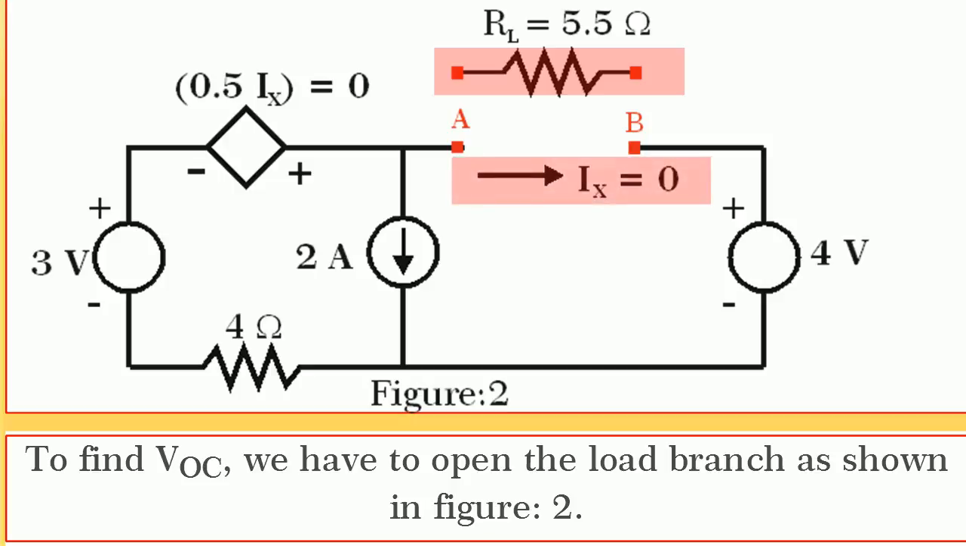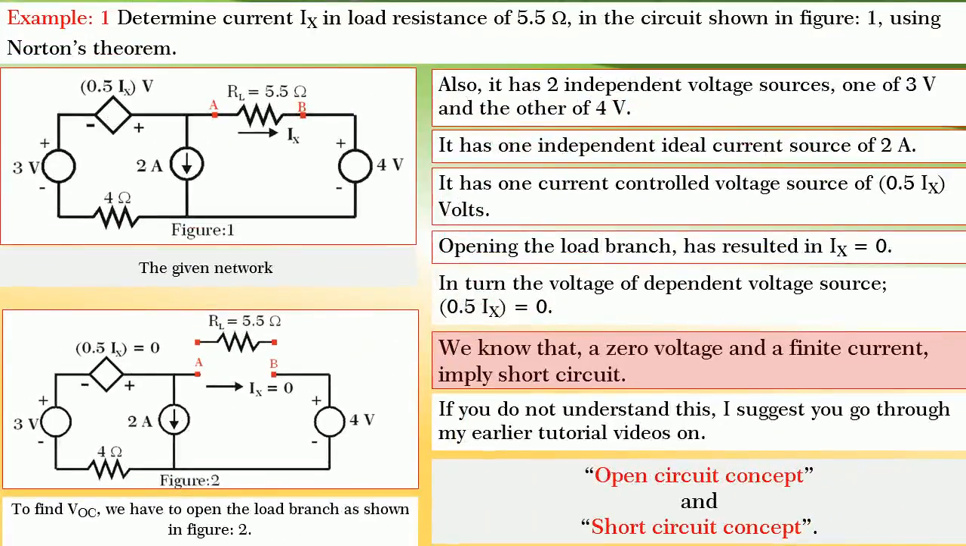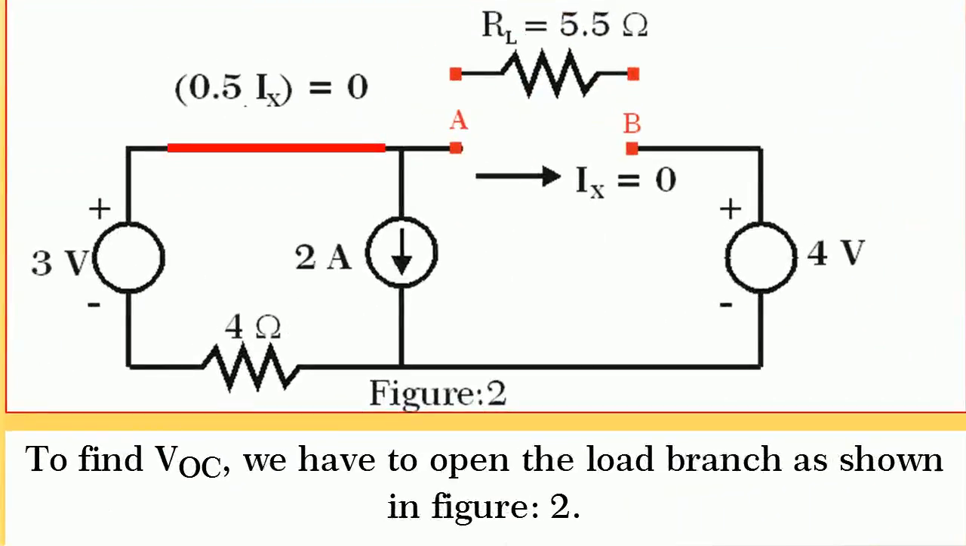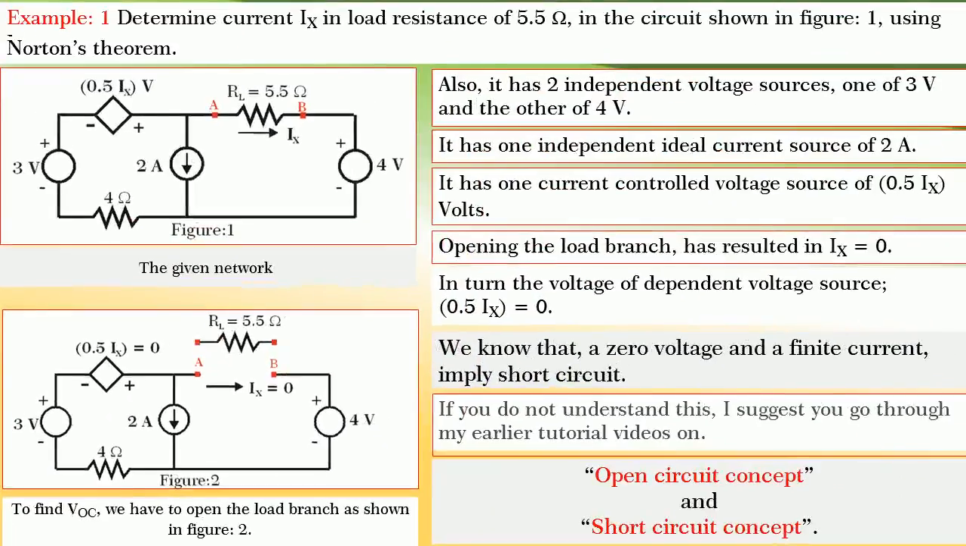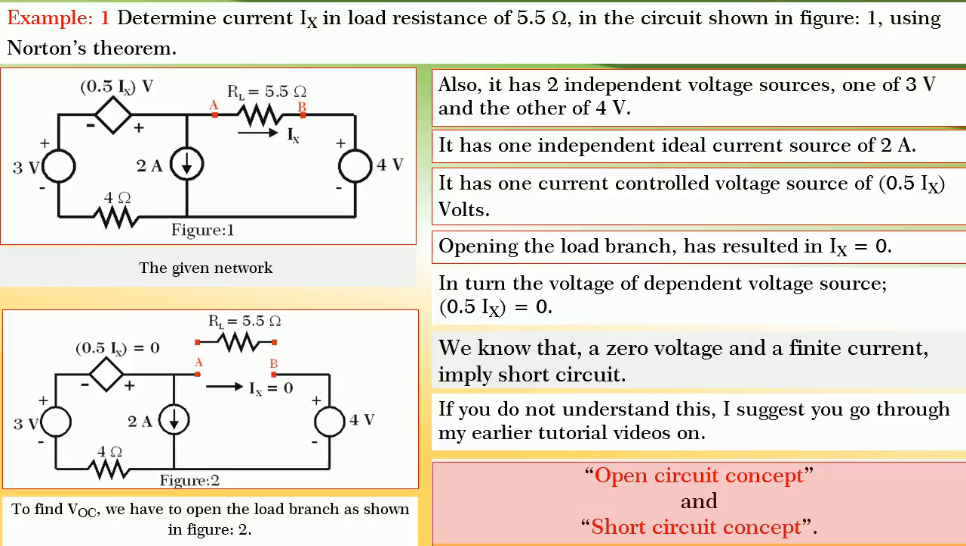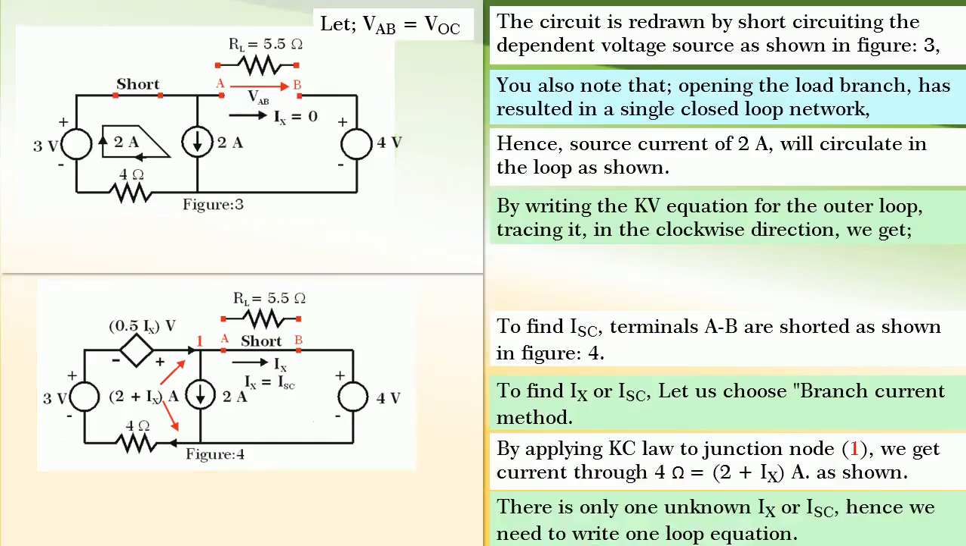Opening the load branch has resulted in Ix equal to 0. In turn, the voltage of the dependent voltage source 0.5 Ix also has become 0. We know that a zero voltage and a finite current implies short circuit, and hence the dependent voltage source is to be short circuited. And if you do not understand this, I suggest you go through my earlier tutorial video on open circuit and short circuit concepts.